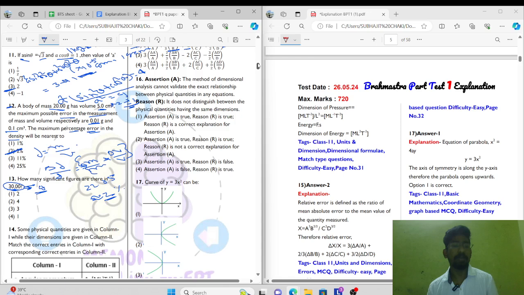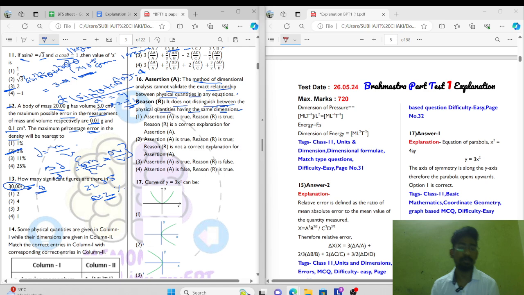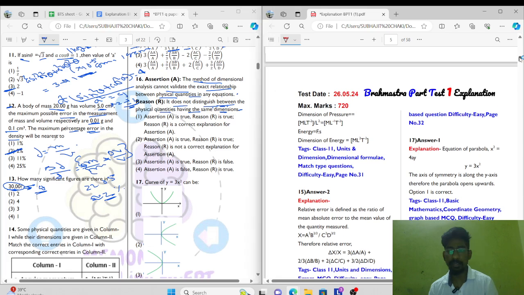The method of dimensional analysis cannot validate the exact relation between physical quantities in any equation, right? This is right. It does not distinguish between physical quantities having the same dimension. Yes, this is the thing. Work and energy, I think we discussed this in question number 2. Pressure and stress have the same dimension. So by dimensional analysis, it cannot distinguish which quantity is work, which is stress, which is pressure, which is energy. You cannot distinguish between pressure and stress just by looking at the dimension. You have to mention this is pressure, this is stress, and then you can understand, right?